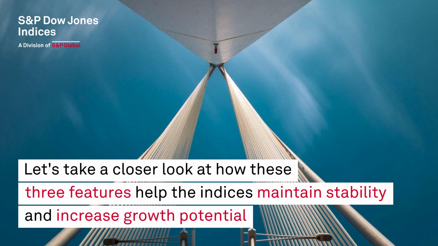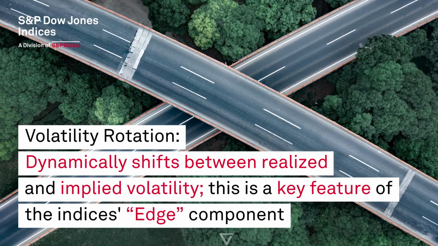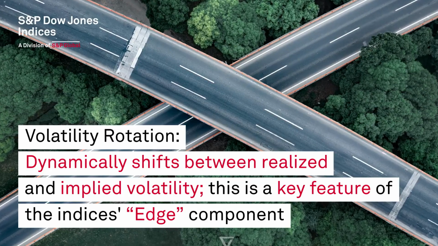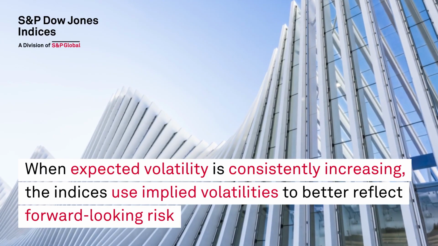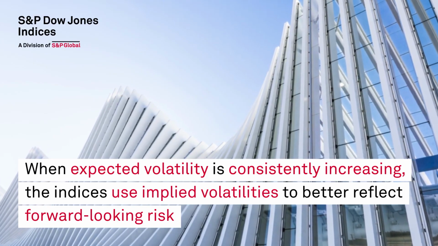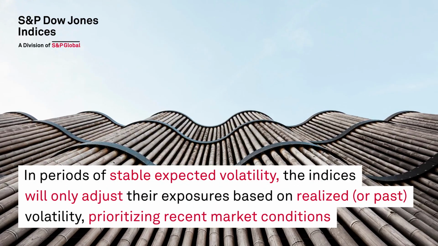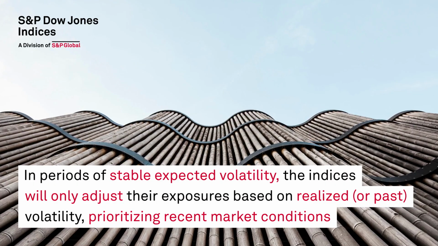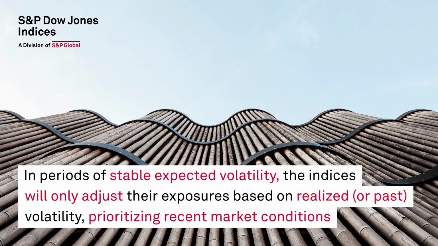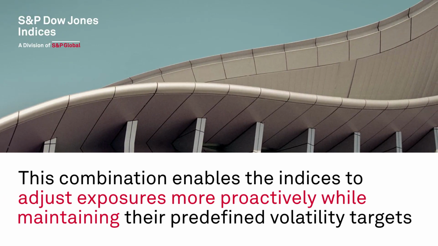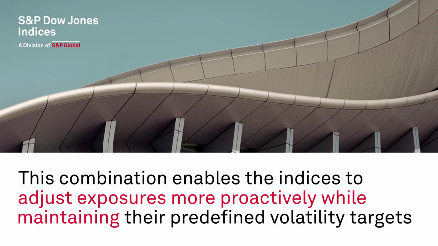Volatility rotation dynamically shifts between realized and implied volatility. This is a key feature of the indices' edge component. When expected volatility is consistently increasing, the indices use implied volatilities to better reflect forward-looking risk. In periods of stable expected volatility, the indices will only adjust their exposures based on realized or past volatility, prioritizing recent market conditions. This combination enables the indices to adjust exposures more proactively while maintaining their predefined volatility targets.